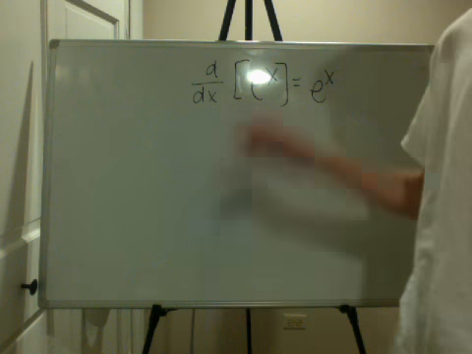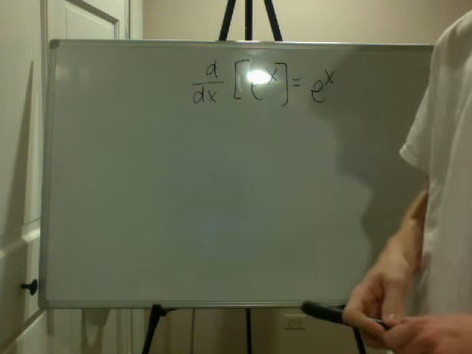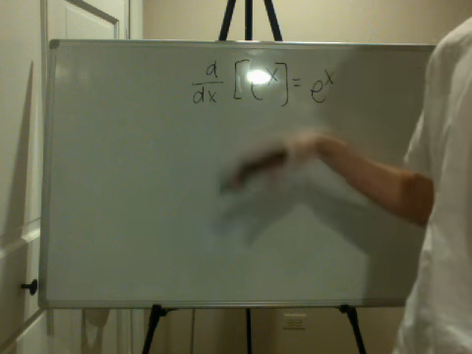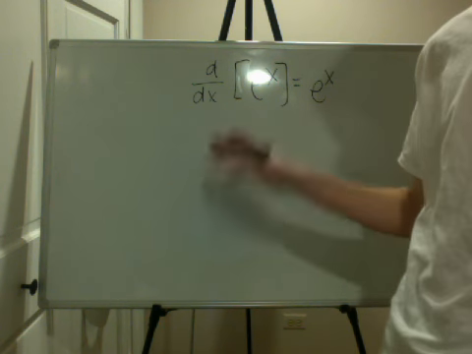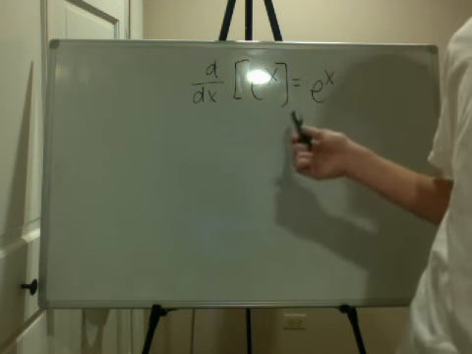So, reviewing, if you're taking the derivative of just a number, then the derivative is going to be 0. For the power rule, you pull down the power, multiply it times the coefficient, and then put the power down by 1. And the derivative of e to the x is always e to the x.